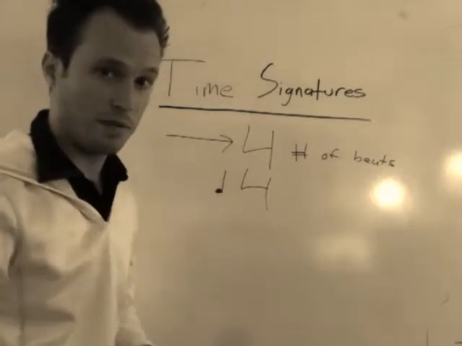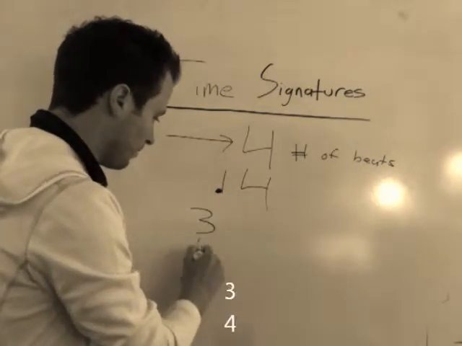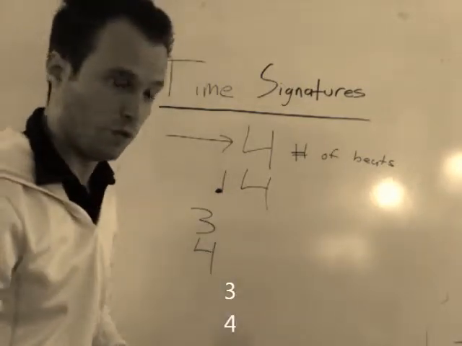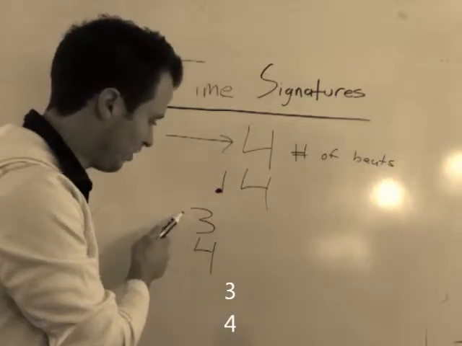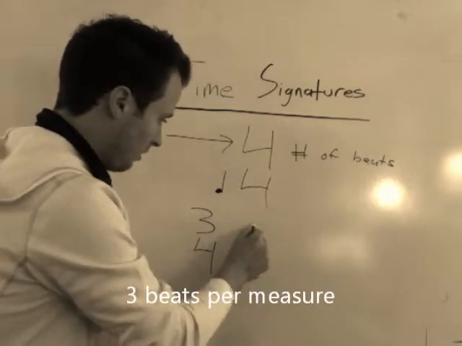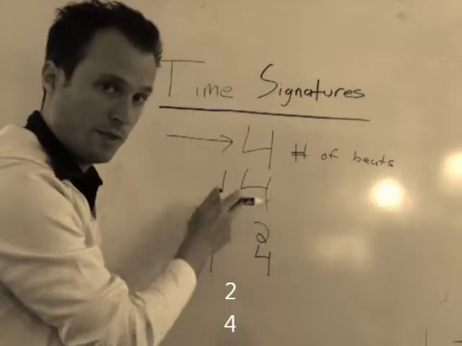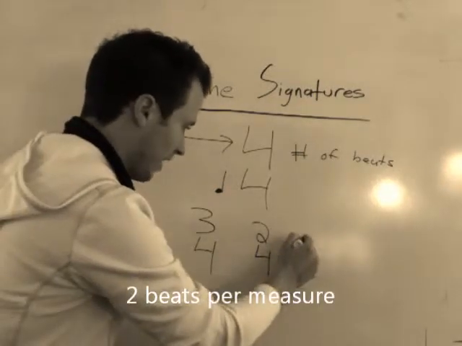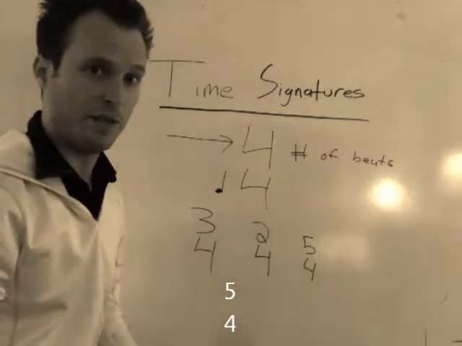So let's talk about some of the other time signatures. Now, if you have 3/4, remember our rule here that the top number tells you how many beats per measure. So in 3/4 time, we have, of course, 3 beats per measure. If you have a time signature that is 2/4, this would mean that there's 2 beats per measure. You could even have 5/4. That would indicate, of course, that there's 5 beats per measure.